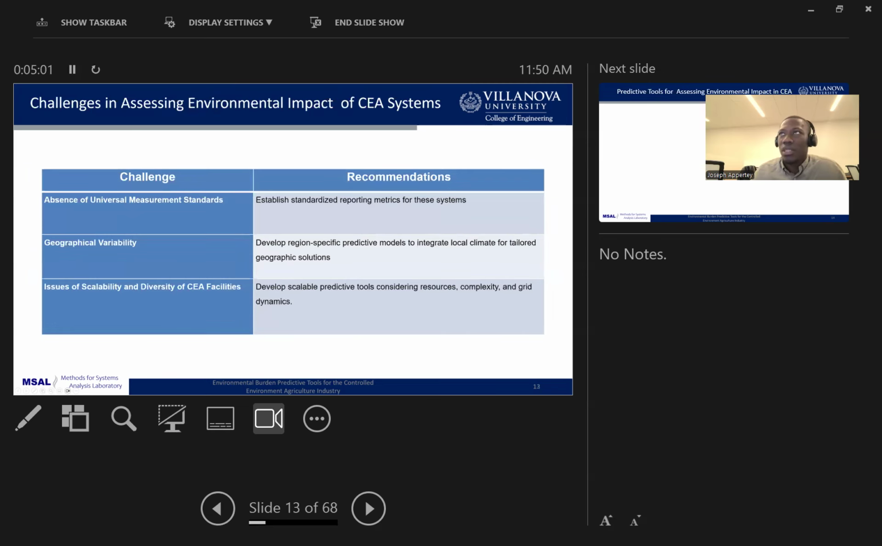Challenges in assessing the environmental impact of CEA facilities. So we have the lack of a universal standard for reporting these metrics, and also the lack of geographical variability is also a challenge. And then there is the issue with the sizes, which is the scalability and the diversity of the CEA facilities.